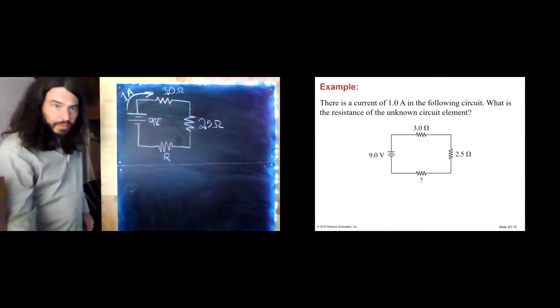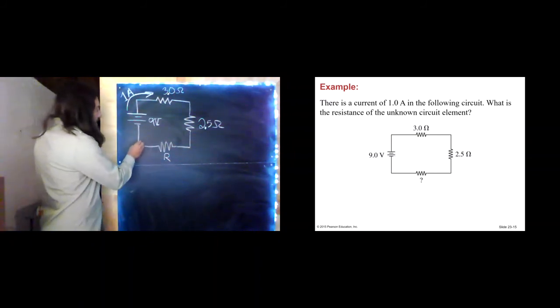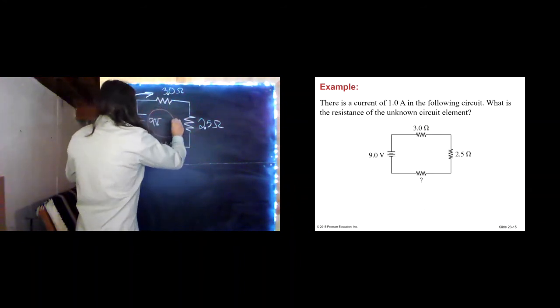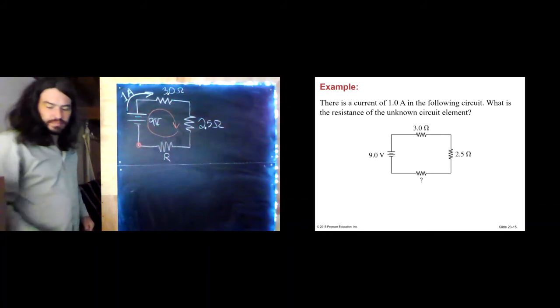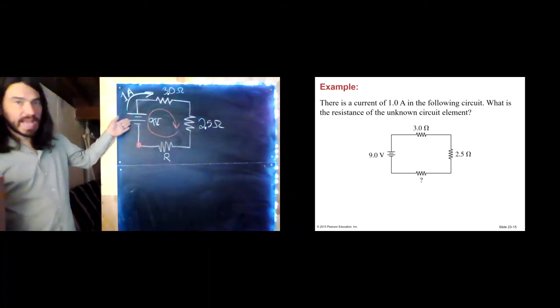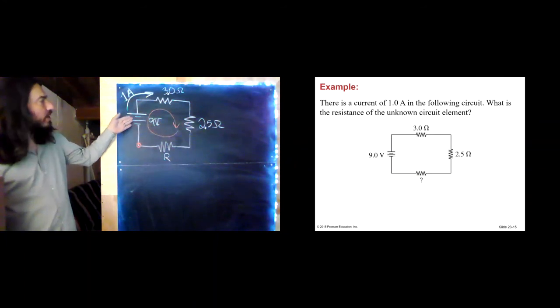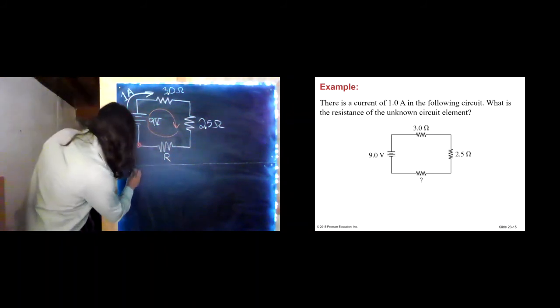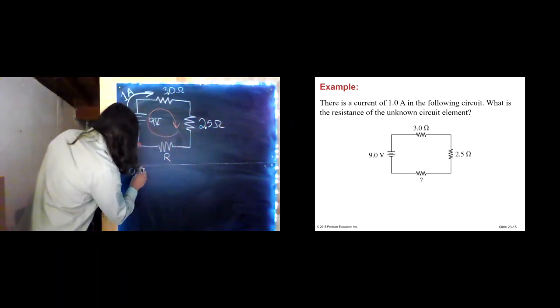Now, let's apply the loop rule. I'm going to start right here, and I'm going to go around the loop like that. Okay, the first element I get to is the battery. I'm going from low to high, from negative to positive. Therefore, it is a positive voltage. I should write 9 volts.